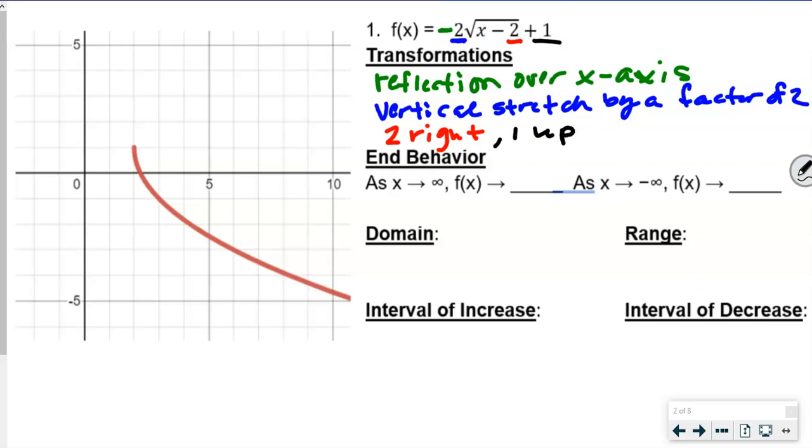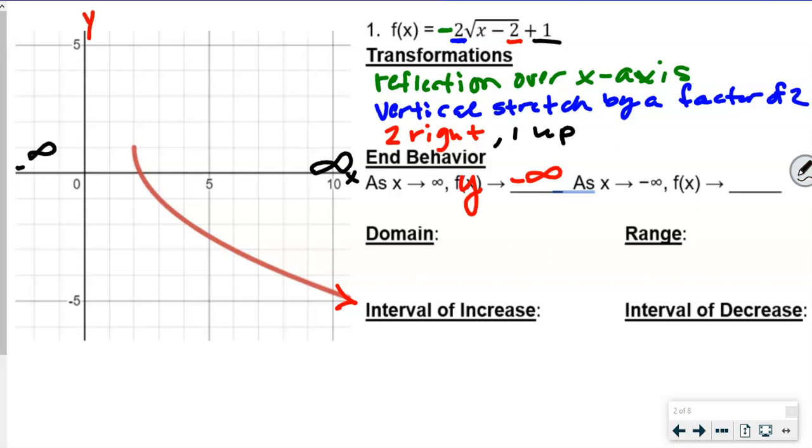So as we look at this graph, it says as x approaches infinity, remember this is our x-axis, what is happening to f of x? Now remember, f of x is y, right? So this is our y-axis. So as we head right on our y-axis, where is the graph headed? Yes, towards negative infinity.